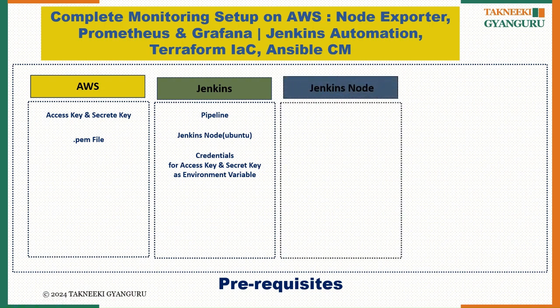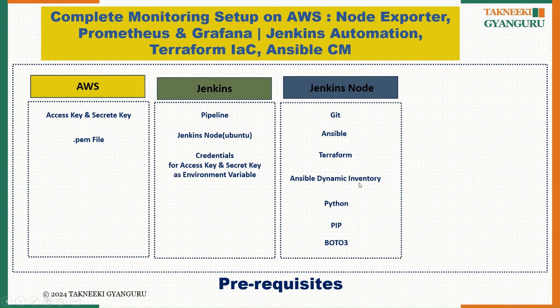The Jenkins node. Inside the Jenkins node we should install Git. We have to install Ansible, we have to install Terraform, and we have to install what Ansible dynamic inventory requires, which is Python, pip, and Boto 3. Boto 3 is required. To install Boto 3 we need to install pip, and before pip we need to install Python. This will complete our requirements for Ansible dynamic inventory.